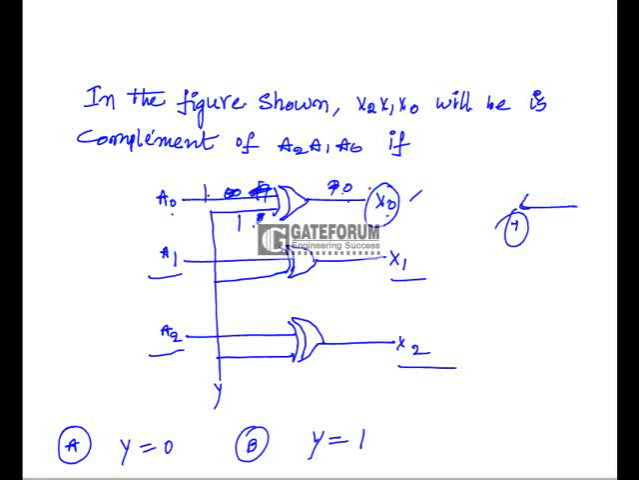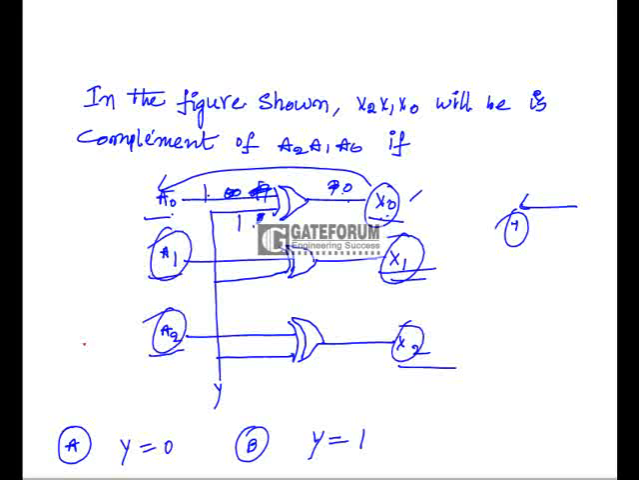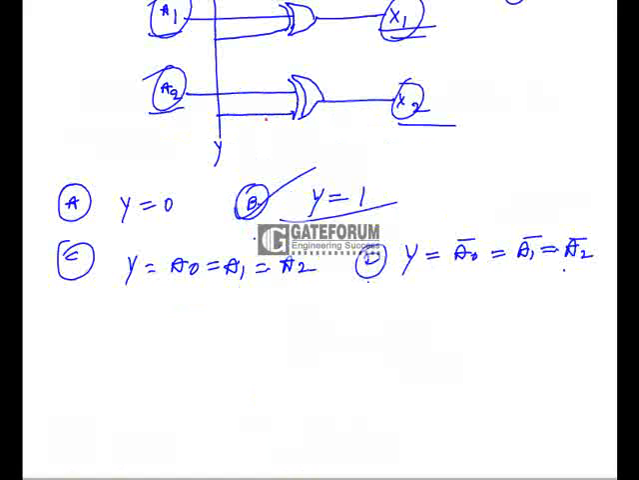That means X0 can be the complement of A0 when Y is equal to 1. X1 is the complement of A1, X2 the complement of A2, only when Y is equal to 1. So option B is the right option.